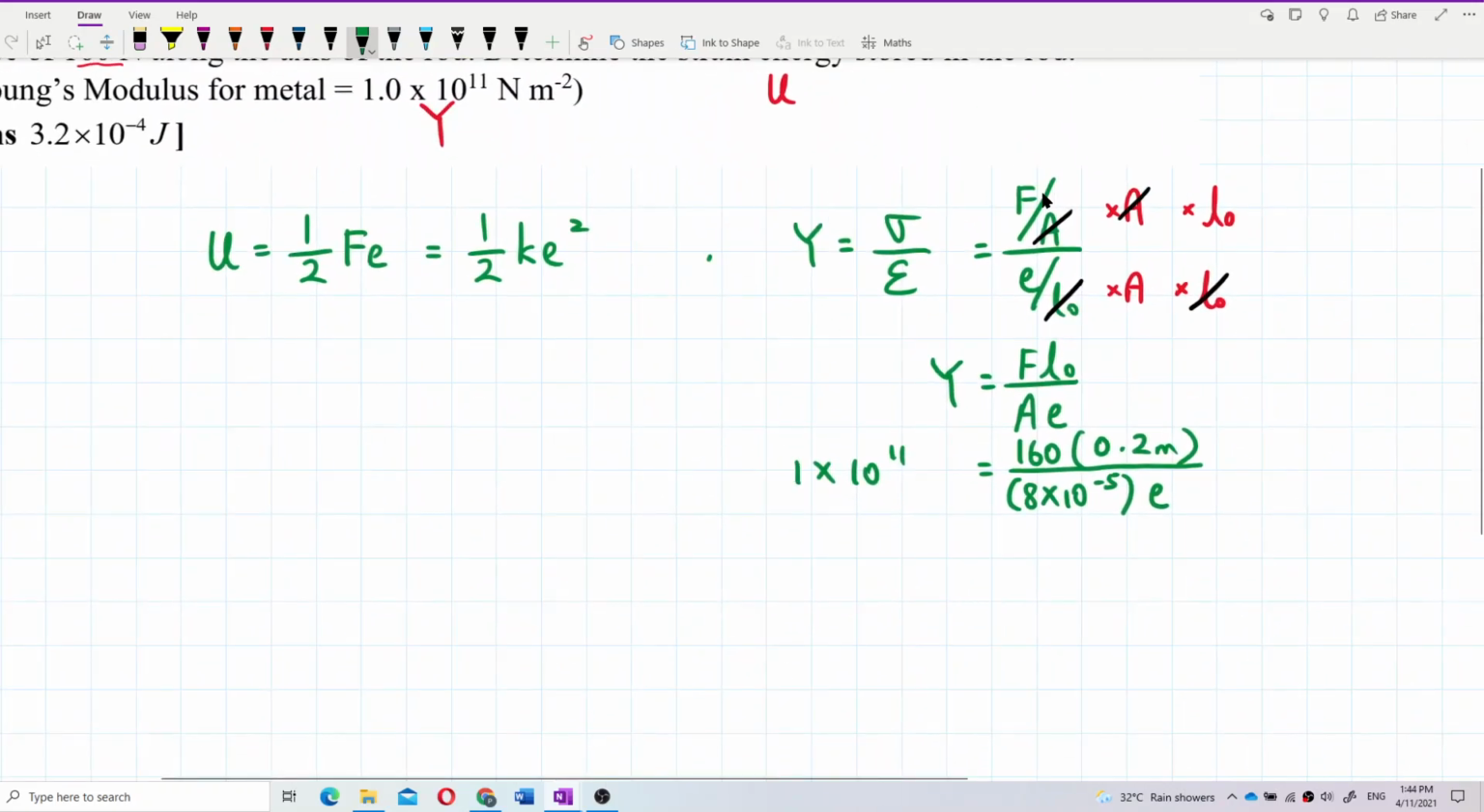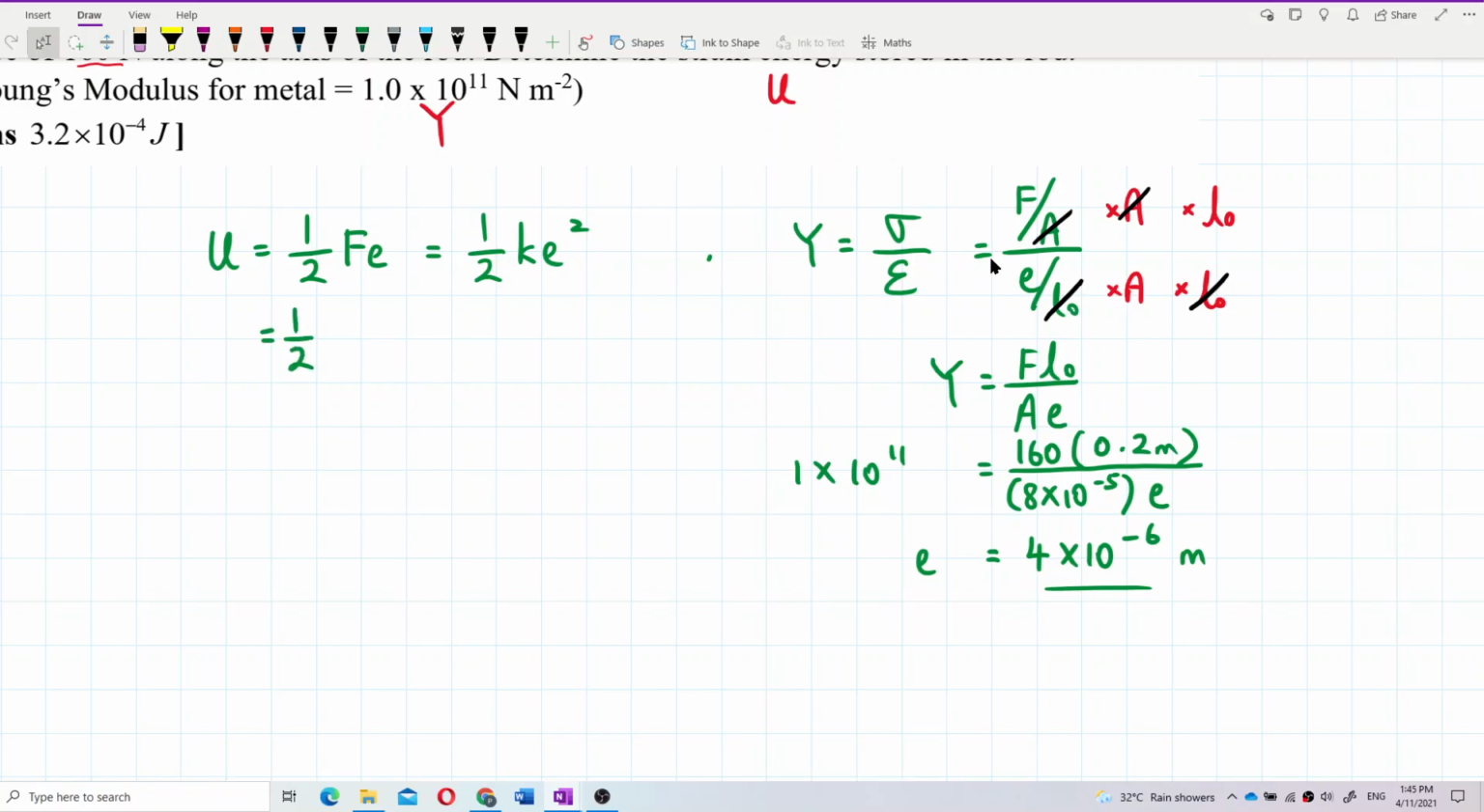And then we can find our elongation here. So the answer is elongation is 4 exponent negative 6 meter. That's the elongation.